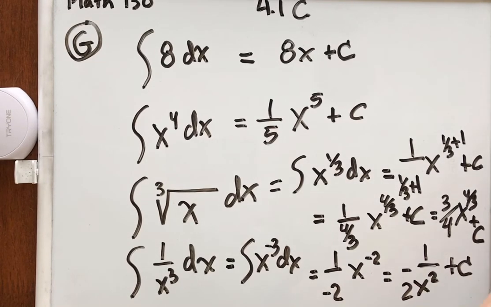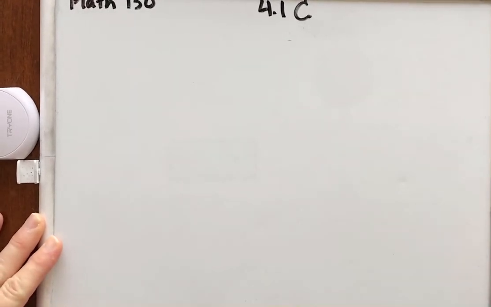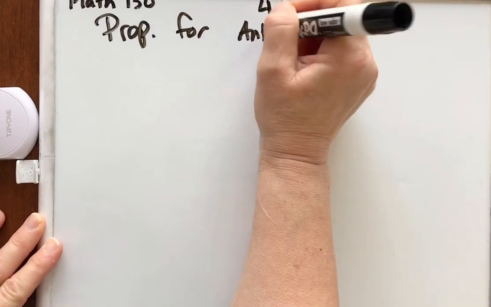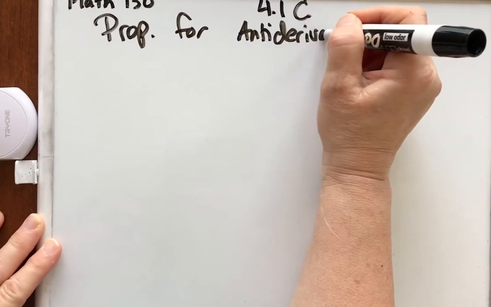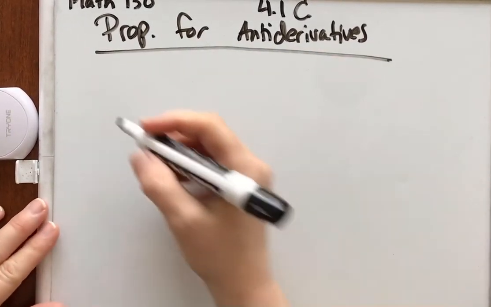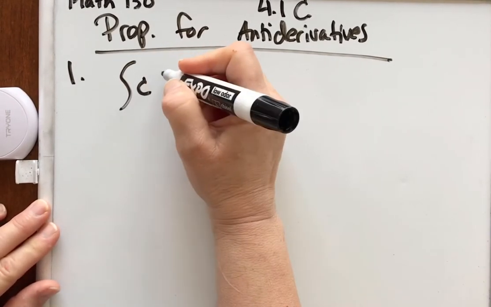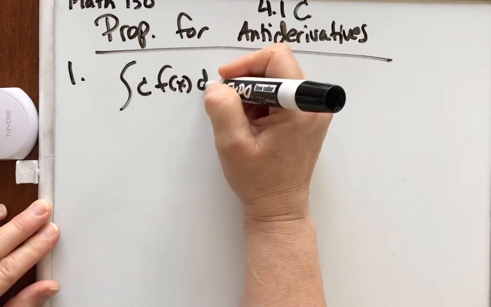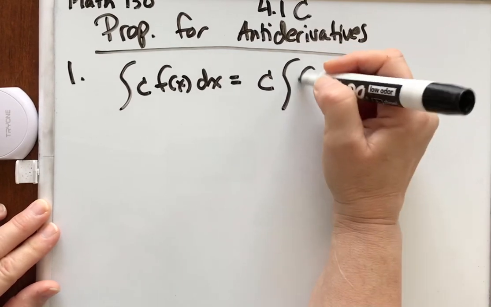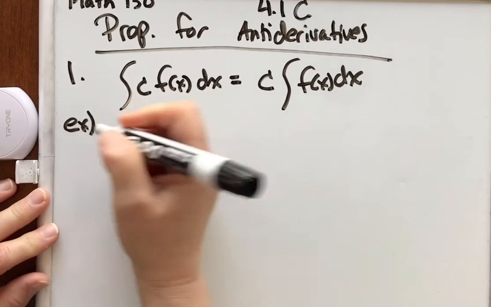We have some properties for antiderivatives. Properties for antiderivatives. All right, so the first property is if we integrate some constant times f of x dx, then that means we can pull out the constant and integrate f of x dx. Okay, so here's an example of doing that.